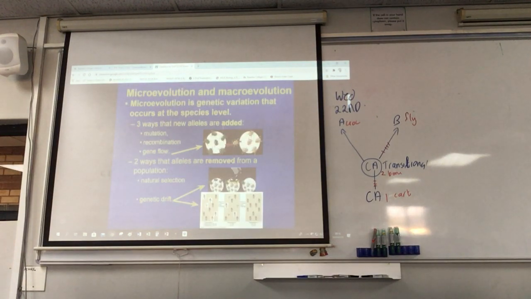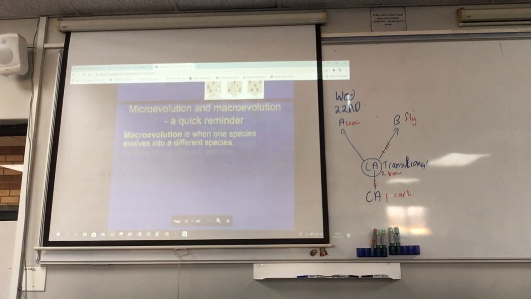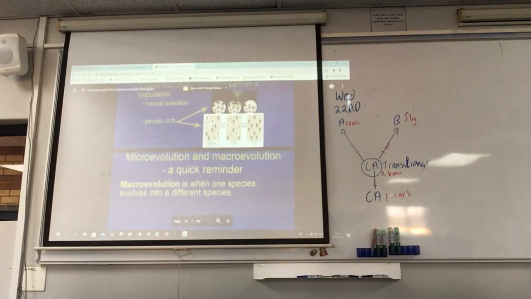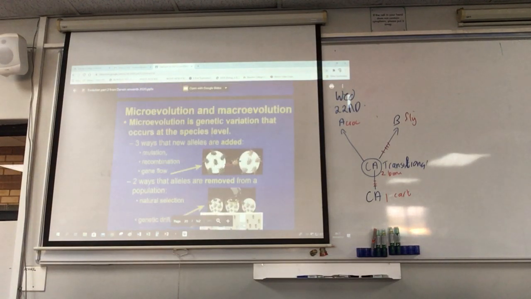Right, so now I think we stopped somewhere here. Microevolution and macroevolution: variation which occurs at the species level. So microevolution is lots of little genetic changes, at the species level. I think I read that one.